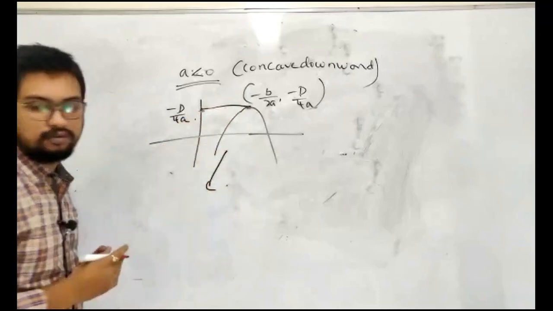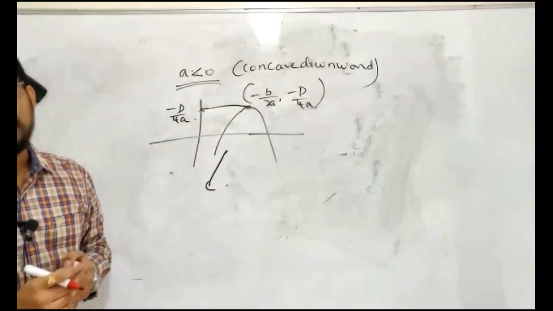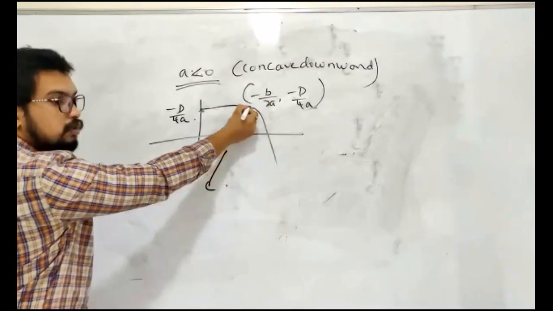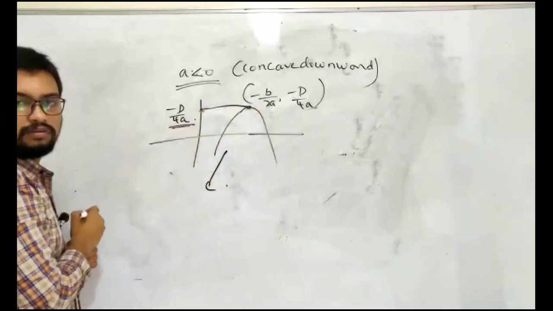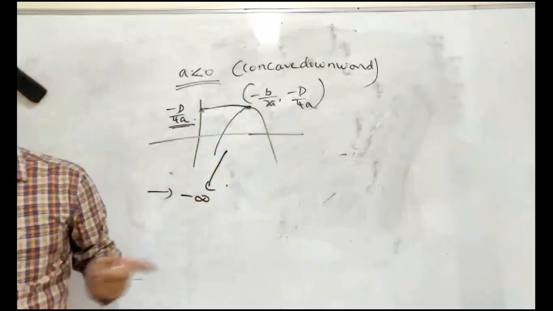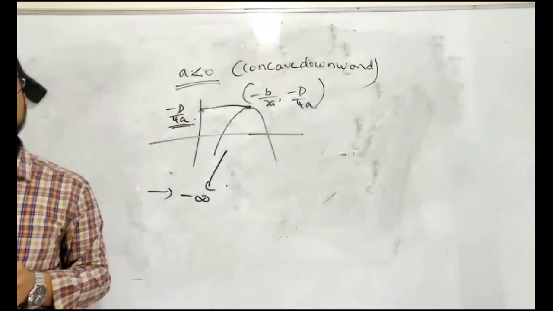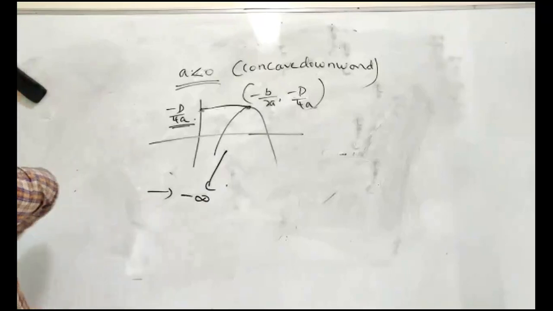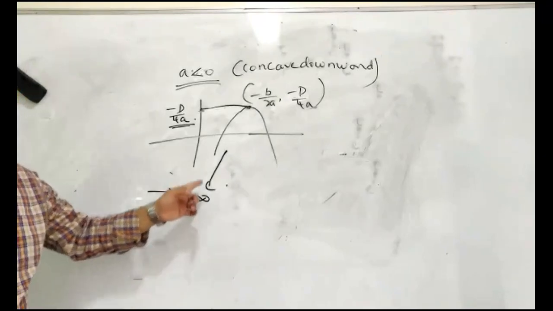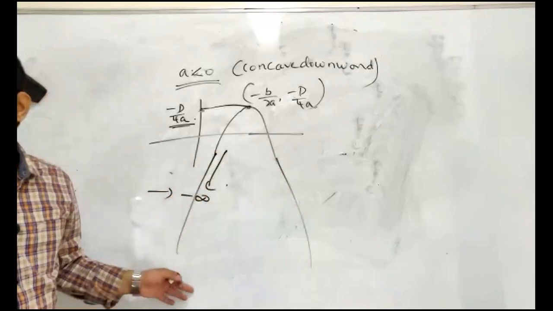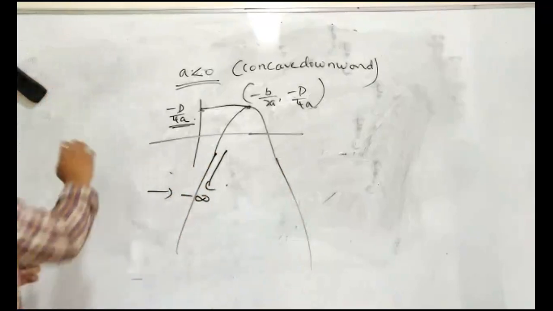What is the minimum value now? The minimum value tends to minus infinity in this case. It is understandable from the graph, because this graph extends down to infinity. Hope this is very clear.